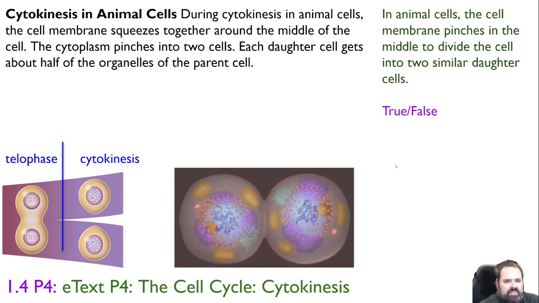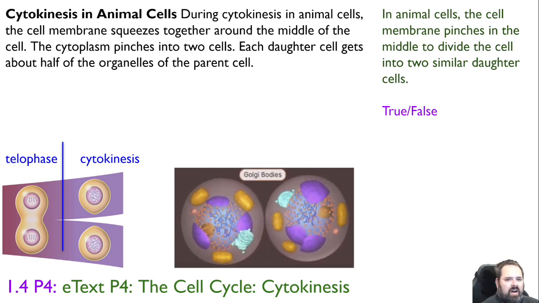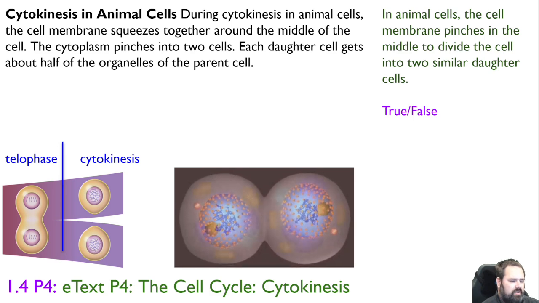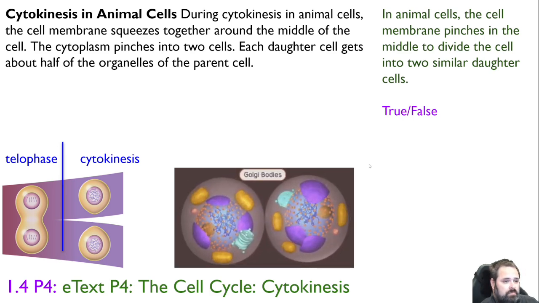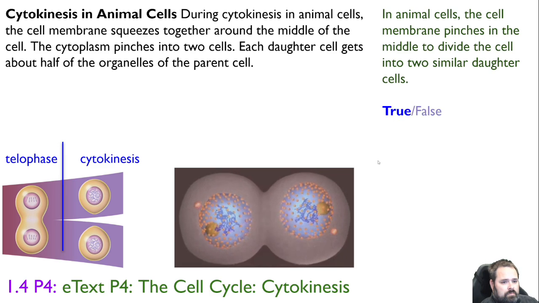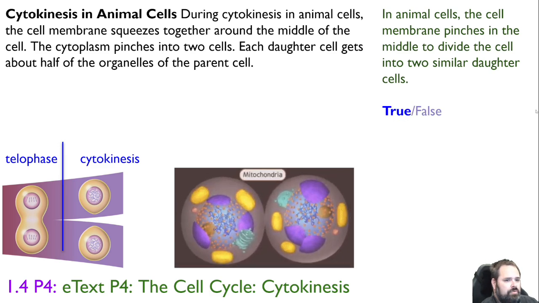In animal cells, the cell membrane pinches in the middle to divide the cell into 2 similar daughter cells. Is that true or false? Well, from what we read, it is a very true statement. Okay?